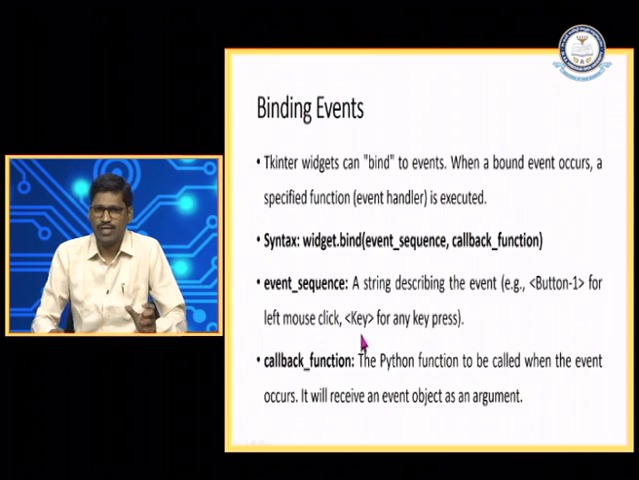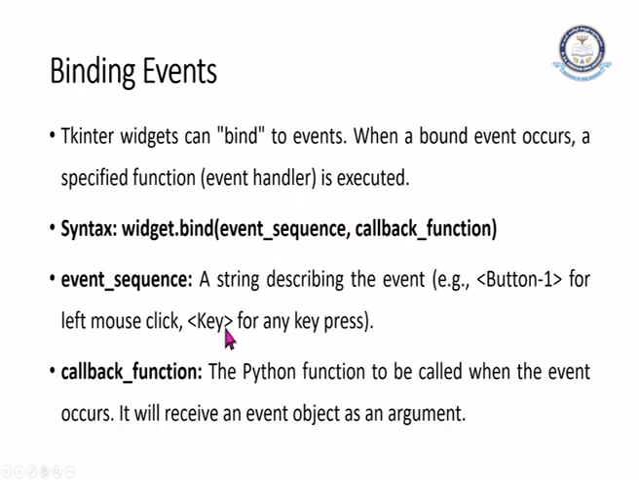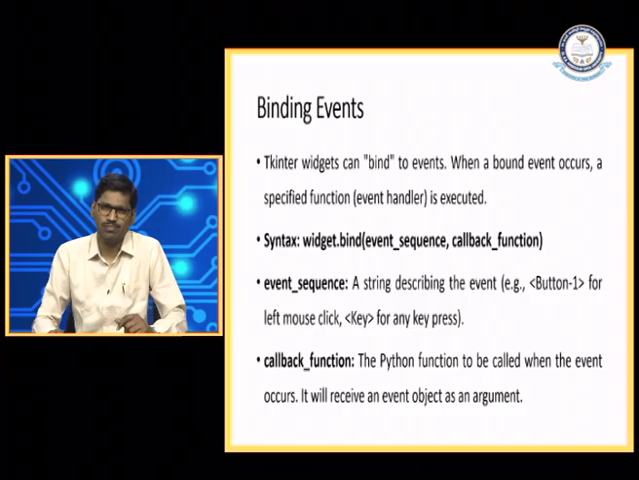If you write Key within the angular brackets, that can be understood as the user pressing any key, then the event will be raised. So, like that every string has a reserved meaning. Then what is this callback function? The callback function is the Python function to be called when the event occurs. As we covered in the previous example, when the user clicked on the button, the say hello function was executed. Like that, we need to write a function name here.